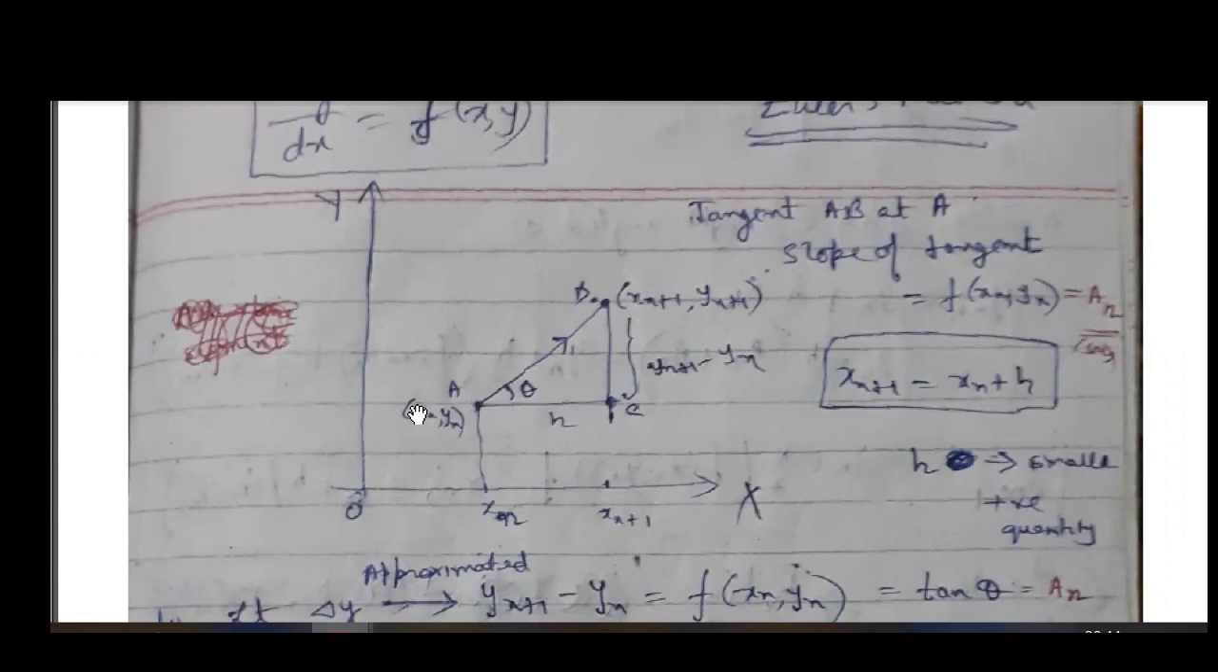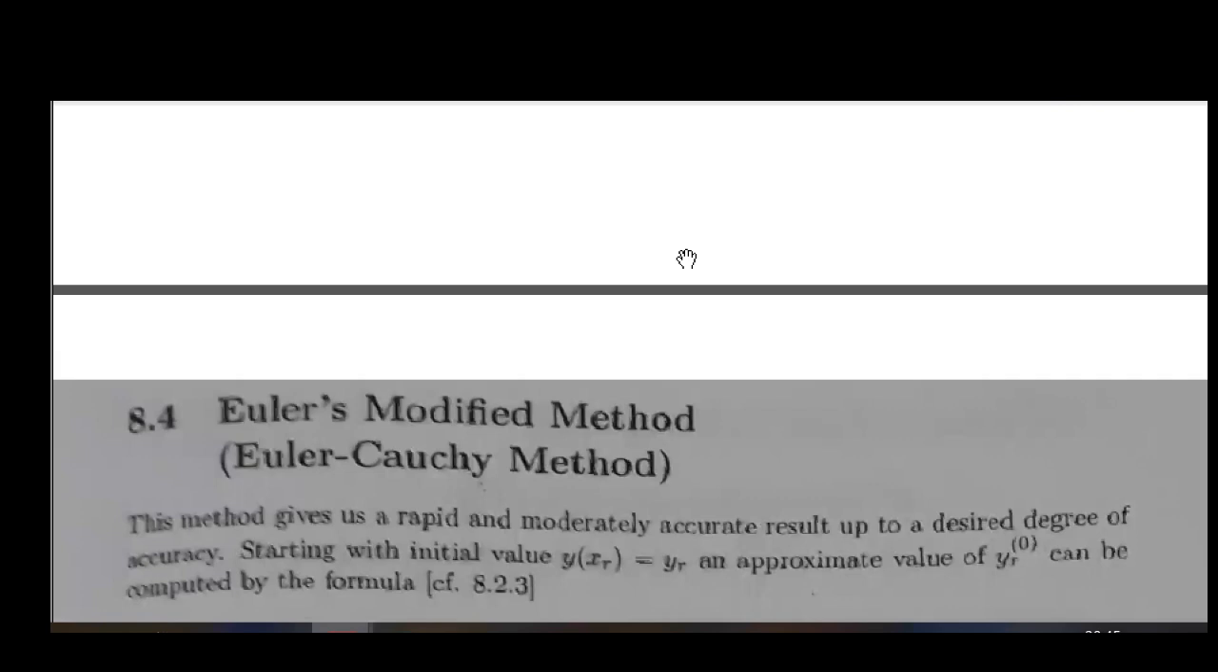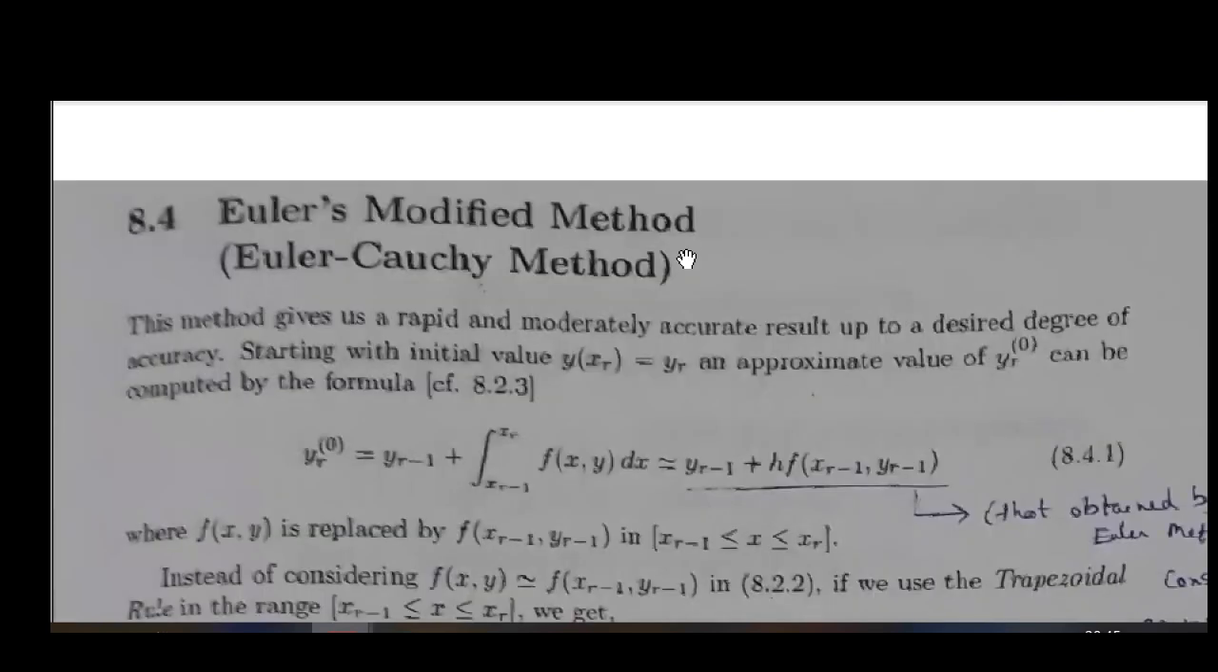Now let us go back to the modified form of the Euler method. If you recall, we were approximating the function f(x, y) by f(xr-1, yr-1), as long as x varies from xr-1 to xr. That was the approximation we used for Euler's method. The most important thing we did there was approximating the function f(x, y).